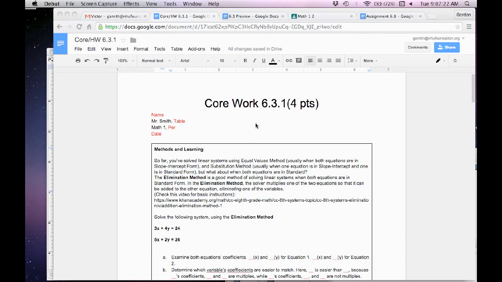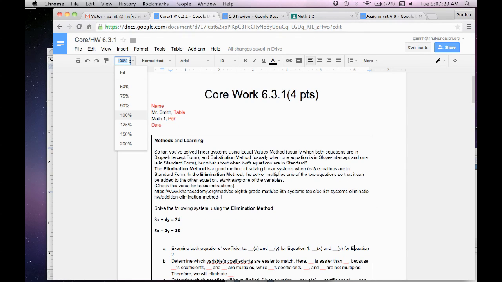Okay, we're going to look at Core Work 6.3.1 and we'll begin with the methods in learning. Let's blow it up to make it easier to see.